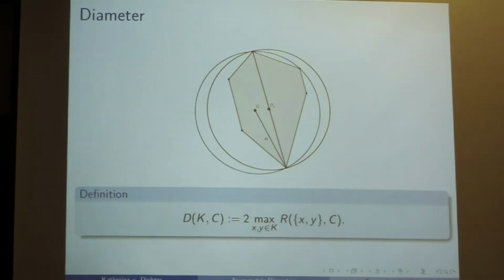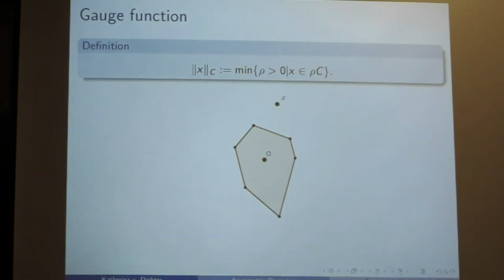But in a general case, that's not true, because if you remember, we can consider not just the ball, but any convex body. So we can check, for example, the hexagon inscribed in a triangle, and then this will not be true. The next thing we need is a gauge function.